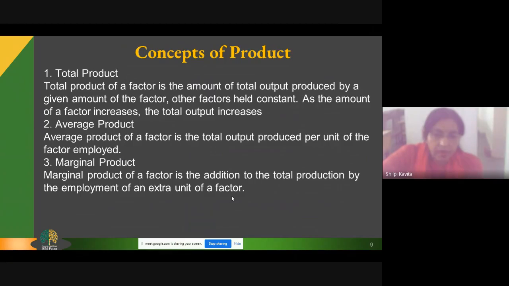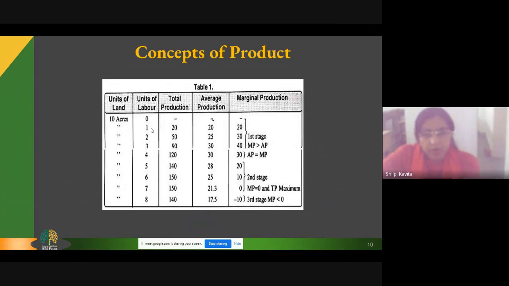So this is the marginal product, that is, the addition to the total production by the employment of an extra unit of a variable factor. We can see also the units of labor increase as 0, 1, 2, 3, 4, 5, 6, 7, and 8 laborers. The total product, the average product, and the marginal product. The behavior of average product and marginal product in this schedule is self-explanatory, and through the graph also we are going to understand this very particular table.